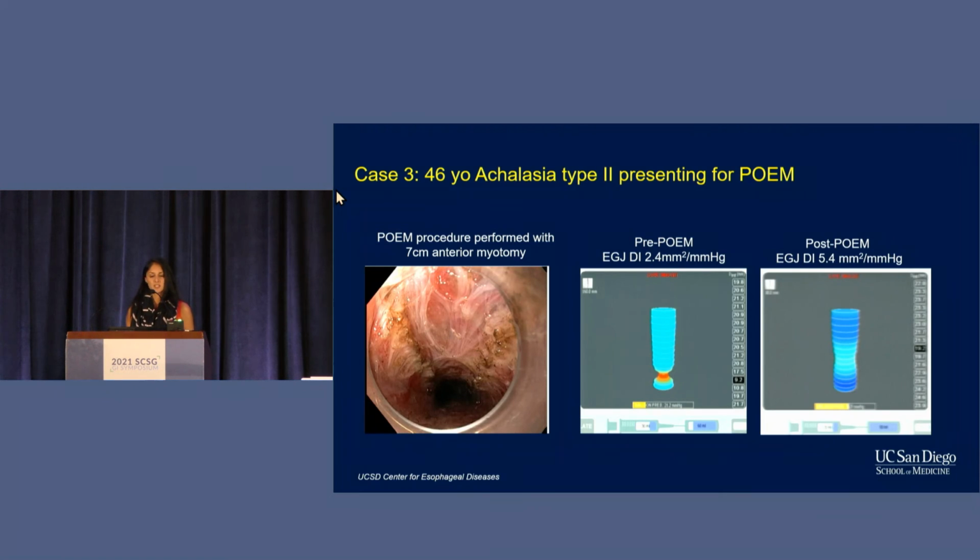The distensibility index was 5.4, which is right where we hope or anticipate the DIs to be. So he closed the mucosotomy. We recently saw her for 12-month follow-up, and on FLIP, her DIs are still around 5.5, 5.6, and she's doing really well.